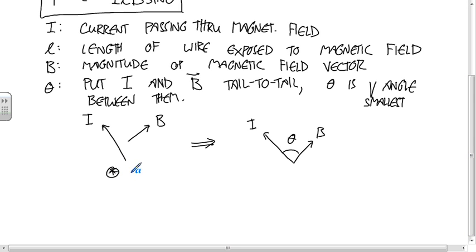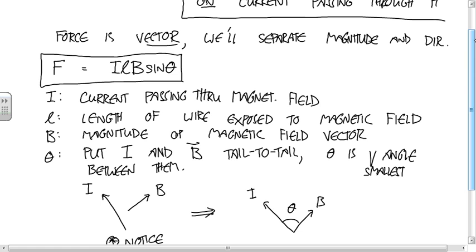One thing to notice about this angle, because this is maybe a little bit of a surprise: how would you get, what directions would I and B have to be for the force to be maximum? You might think parallel, like in the same direction. It's actually the opposite of what you would think in this case, because if they're parallel, what's the angle between them? 0. And what's the sine of 0?